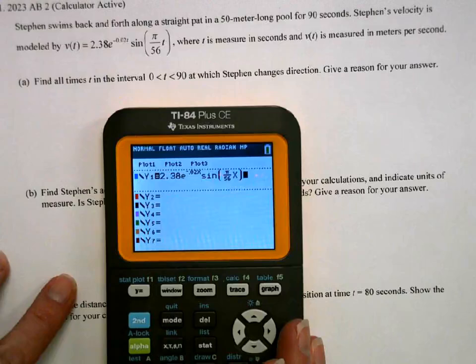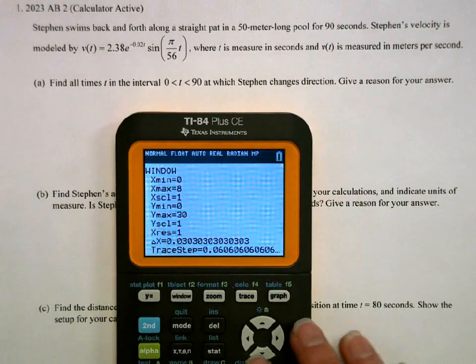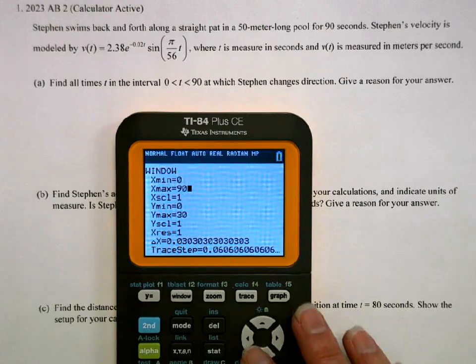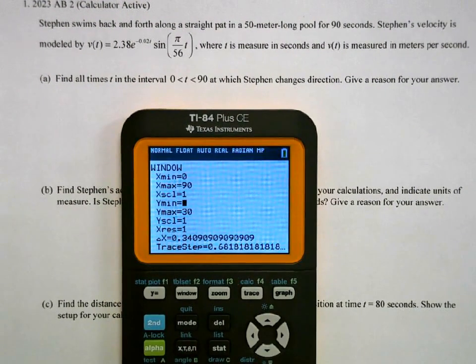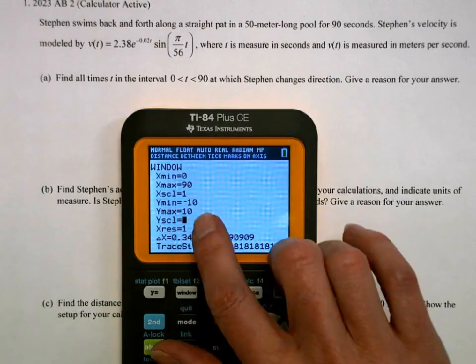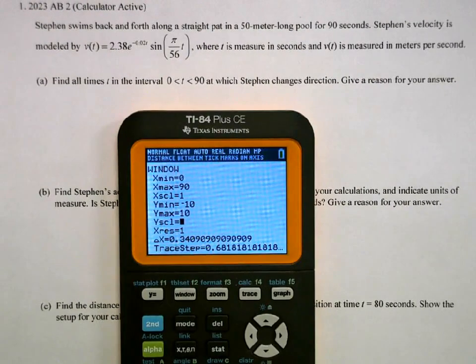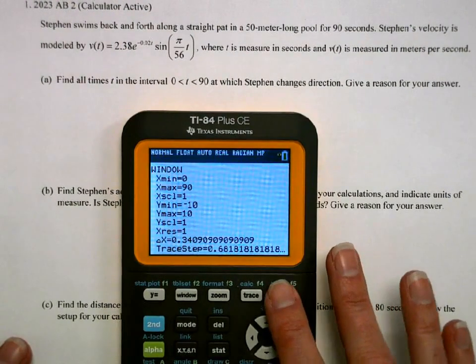So what we're going to do is graph this equation. For my window, since we're going from 0 to 90, we want to see 0 to 90. And we're looking at the velocity. If he's going to change direction, that means my velocity is going to change sign. So it's going to go from negative to positive or positive to negative. So I want to make sure I can see both positive and negative values. I don't really care about max and mins at this point, so just where it crosses the x-axis. I'll go ahead and graph.